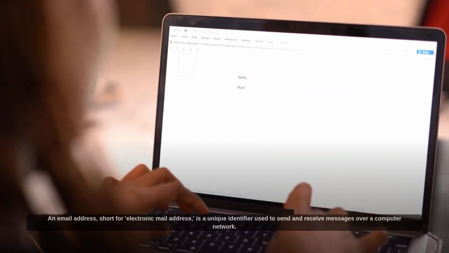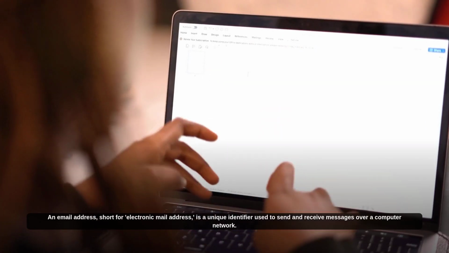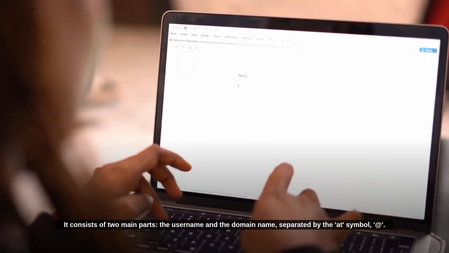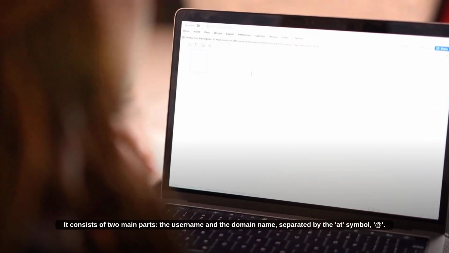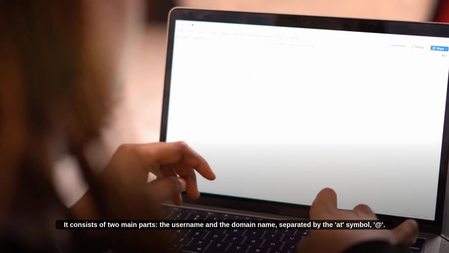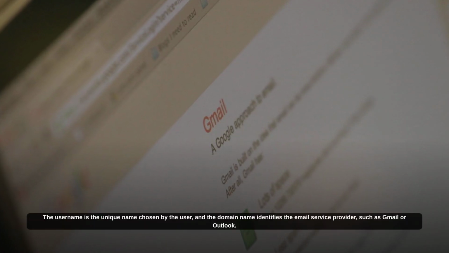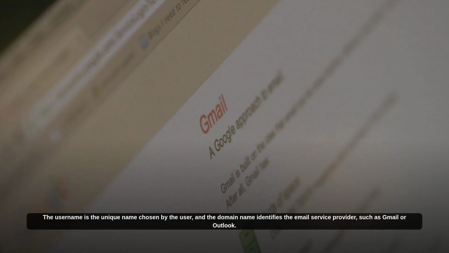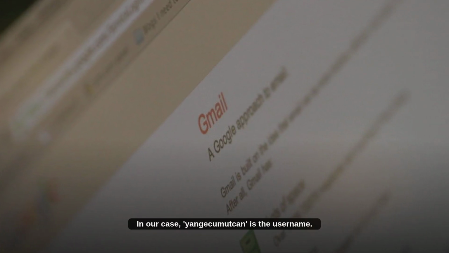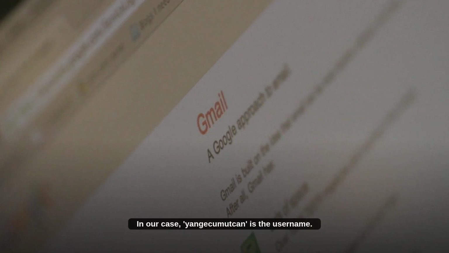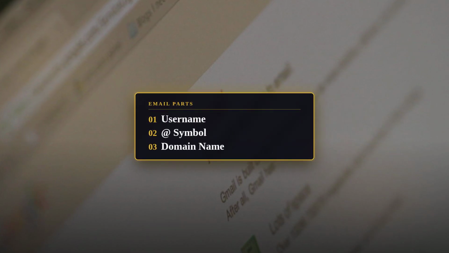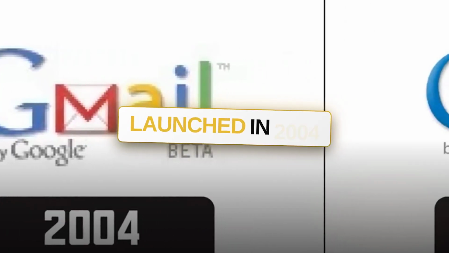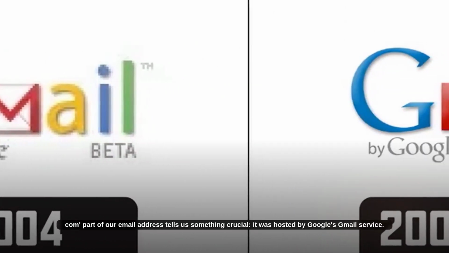An email address, short for electronic mail address, is a unique identifier used to send and receive messages over a computer network. It consists of two main parts, the username and the domain name, separated by the @ symbol. The username is the unique name chosen by the user, and the domain name identifies the email service provider, such as Gmail or Outlook. In our case, Yangakumutkan is the username. The gmail.com part of our email address tells us something crucial: it was hosted by Google's Gmail service.